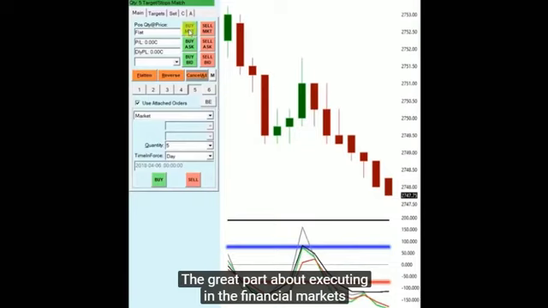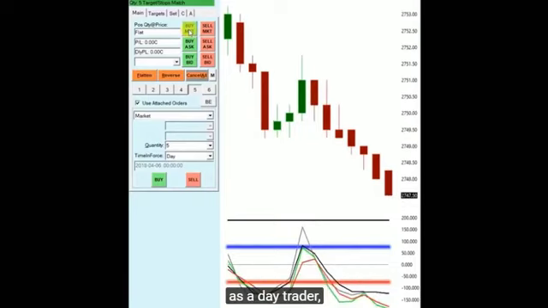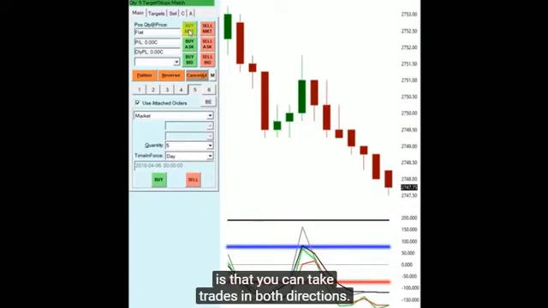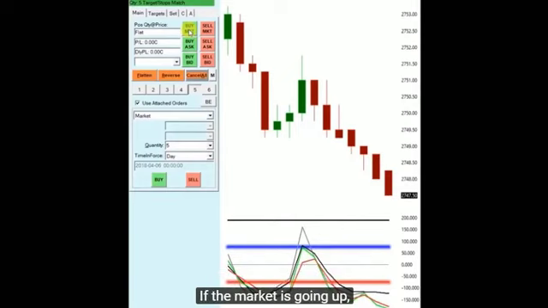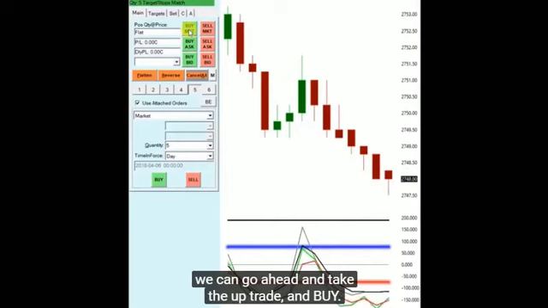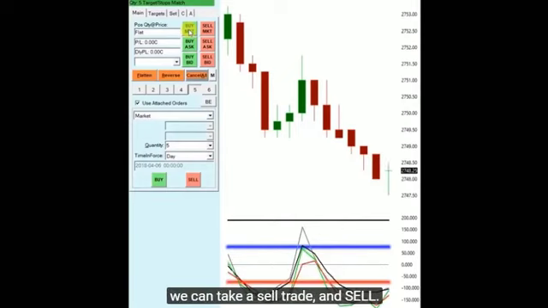The great part about executing in the financial markets as a day trader is that you can take trades in both directions. If the market is going up, we can go ahead and take the up trade and buy. If the market is going down, we can take a sell trade and sell.